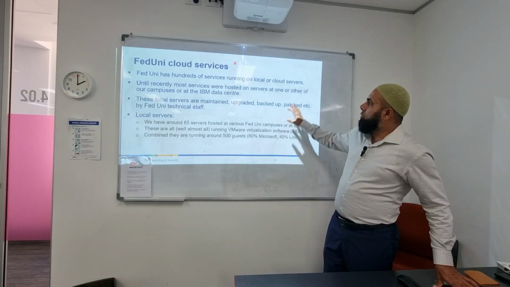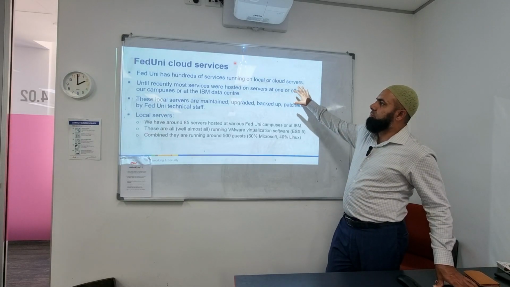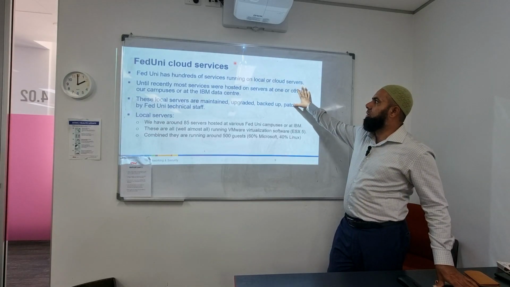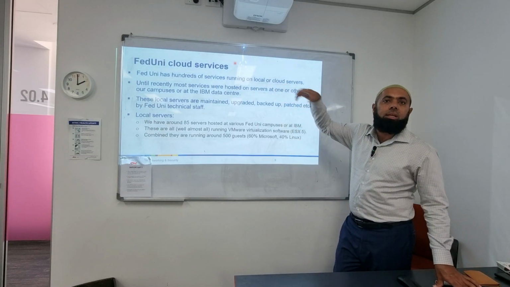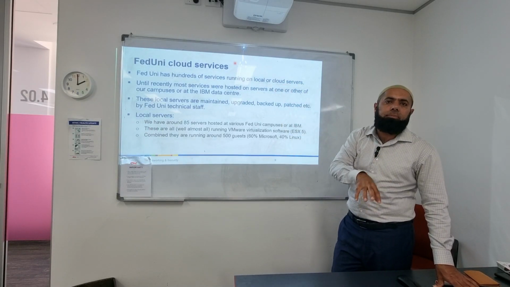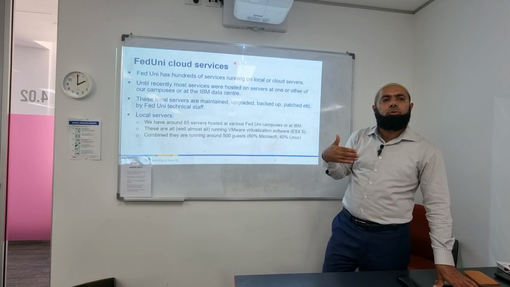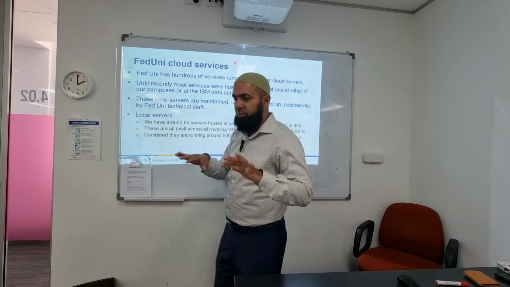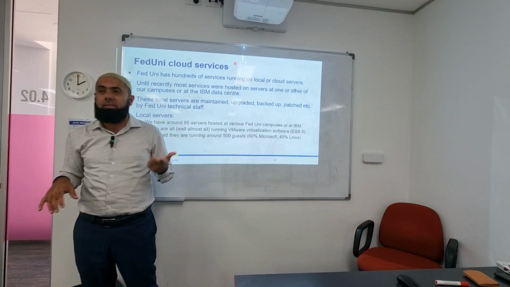With the Uni Cloud servers, if we see the services, Fed University has 100 services running on cloud or local servers. Some are local, which are purely handled by them. Some are on cloud, which are partially handled by them. But again, we need to classify in three different parts. What are those parts? Infrastructure, remember that please.